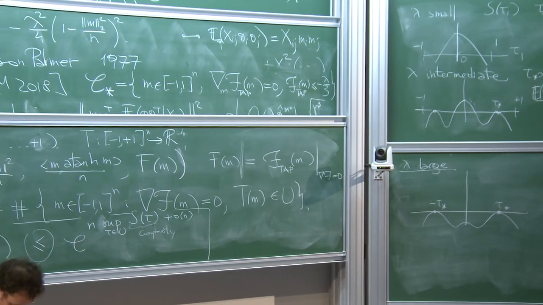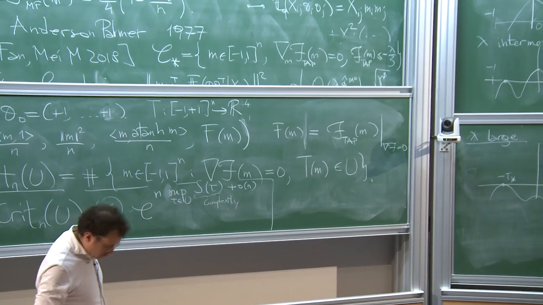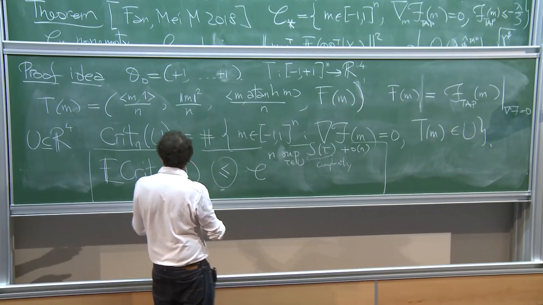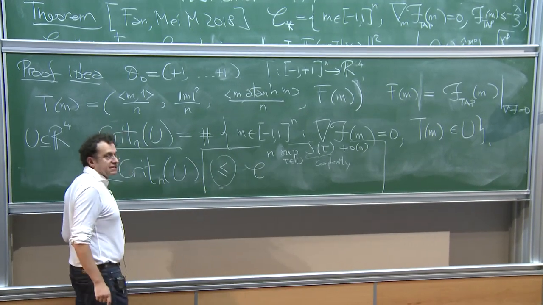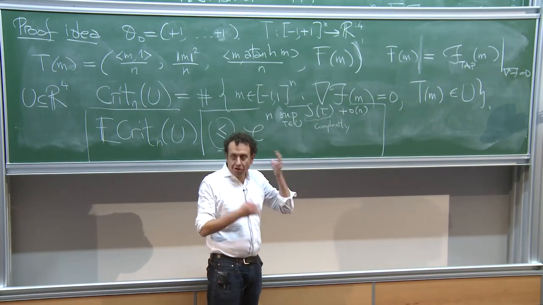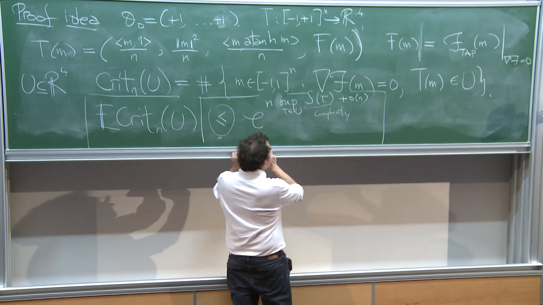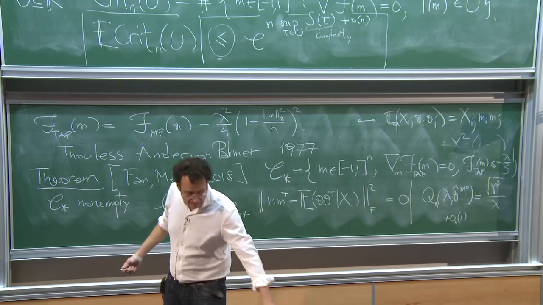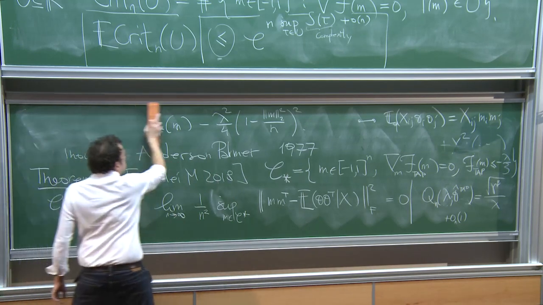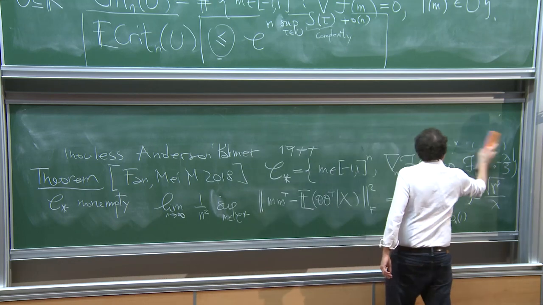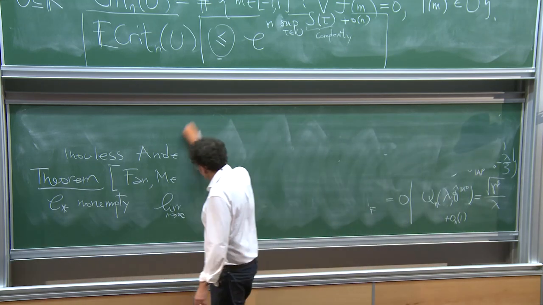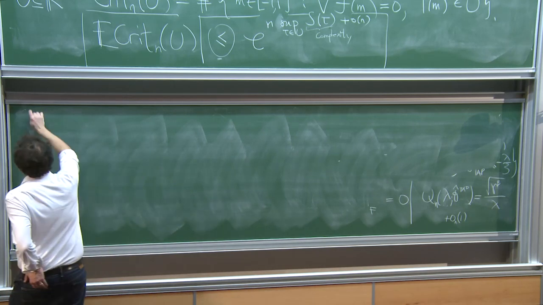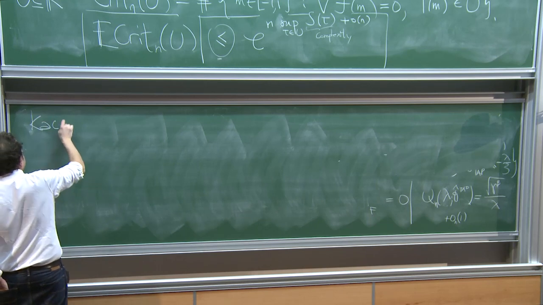Perhaps I'll stop here and just say one word on how. As I said, the most interesting part of the proof is really computing this thing, and the rest is basically studying this formula and trying to get something out of it. So how do you compute this expectation of the critical number? You compute the expected number of critical points by the Kac-Rice formula.